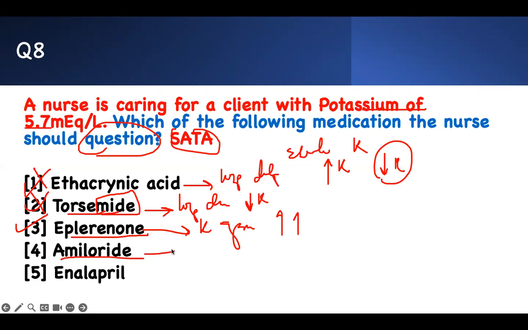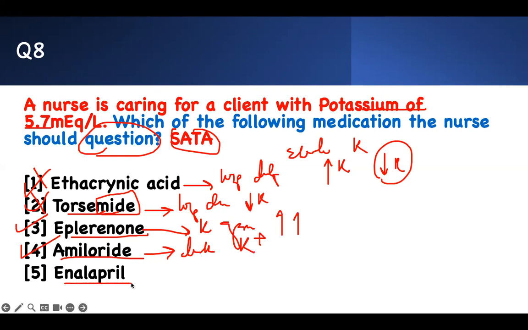Amiloride. If you've seen this before, it's easy. Amiloride is a what? It's a diuretic. But it's what? A potassium-sparing one. The same thing. It increases your potassium. We've got to question it.